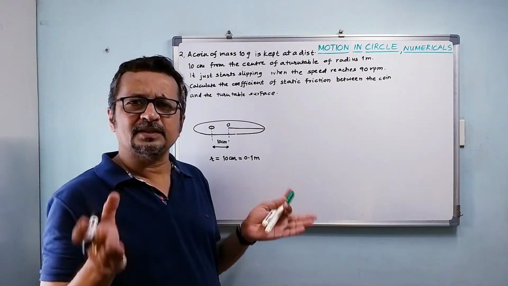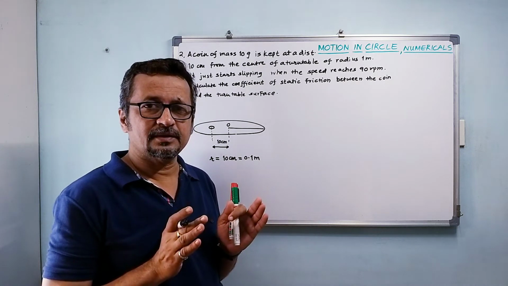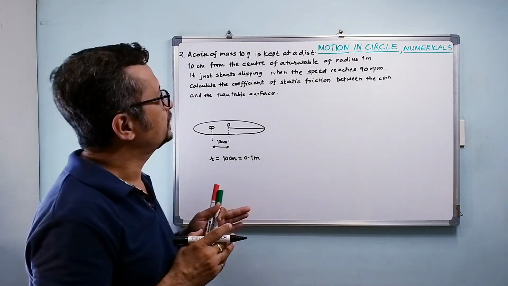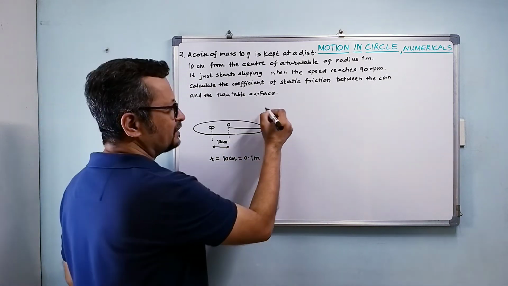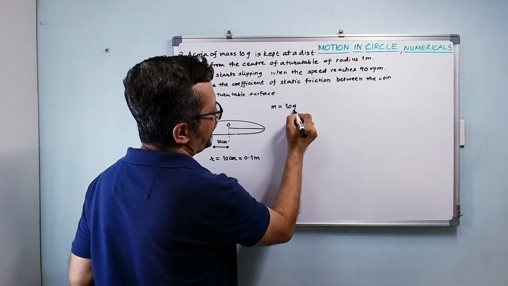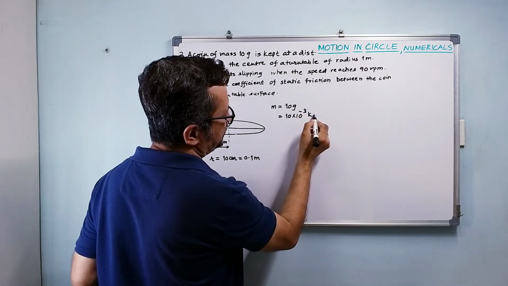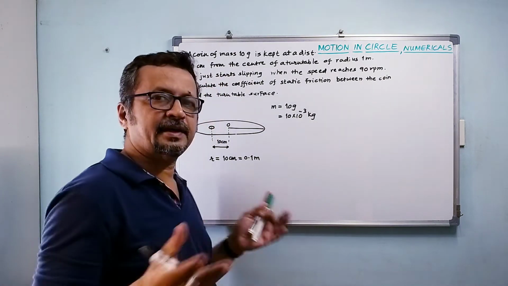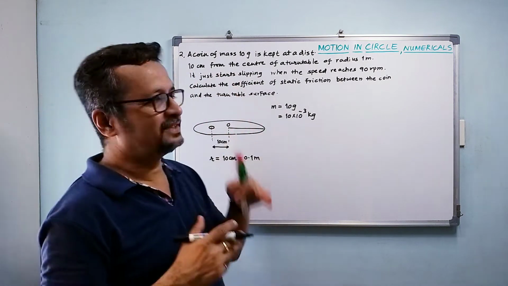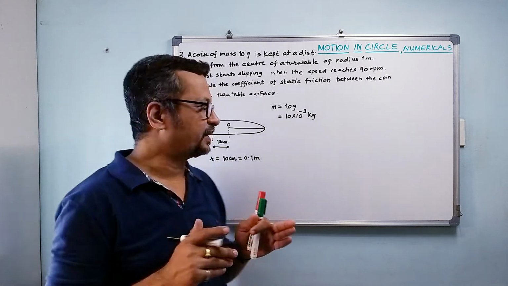What about mass of this coin? Is it going to affect the circular motion, or whatever we are going to calculate over here? Let us write it here, let us mention it here. Mass is equal to 10 gram, that is equal to 10 into 10 raised to power minus 3 kg. We'll take it if required. Okay. Now they say it starts just slipping when the speed reaches 90 rpm.